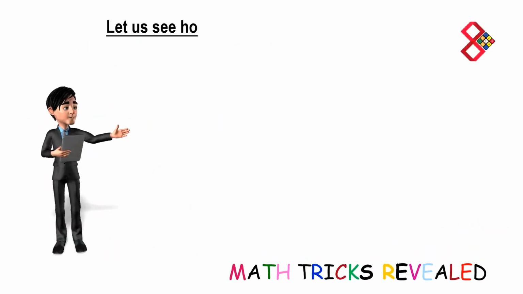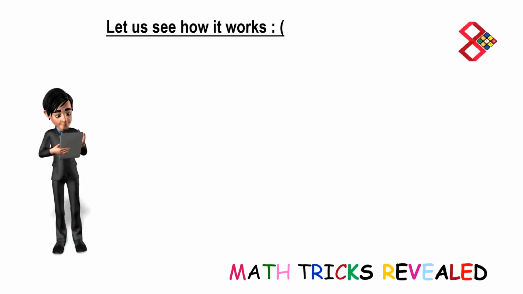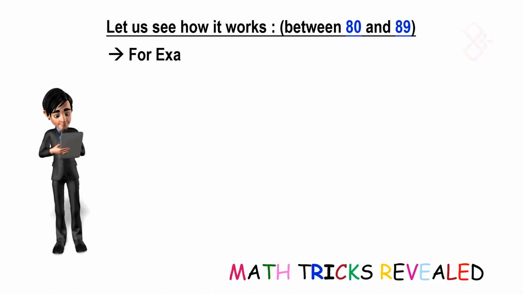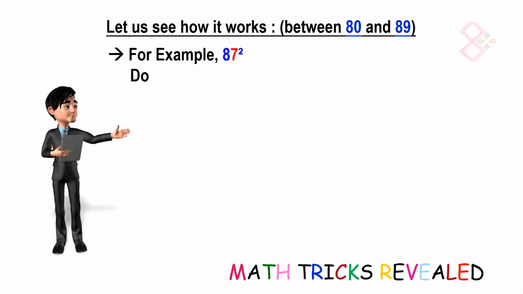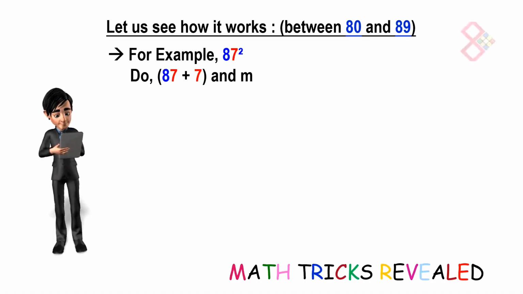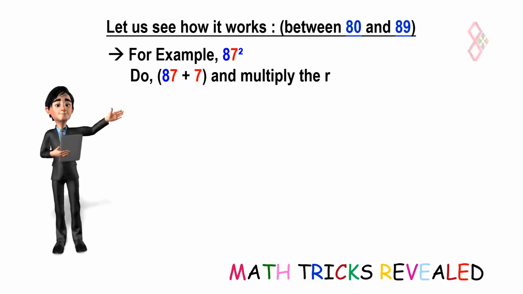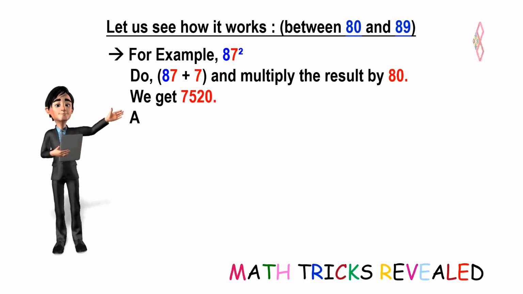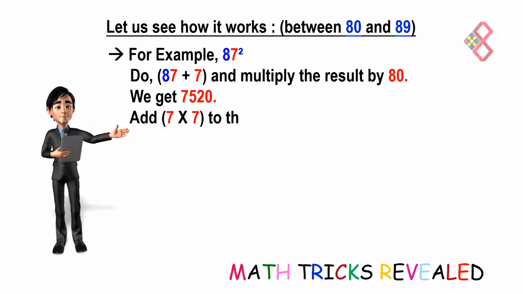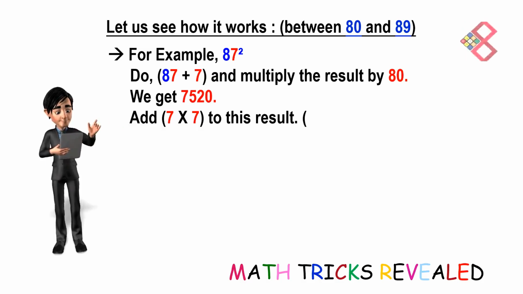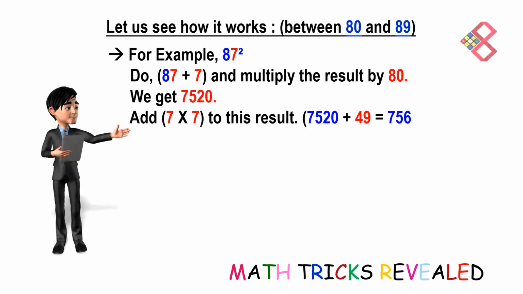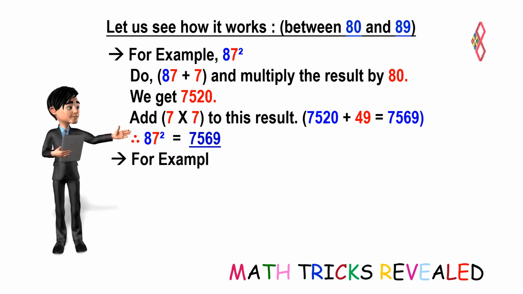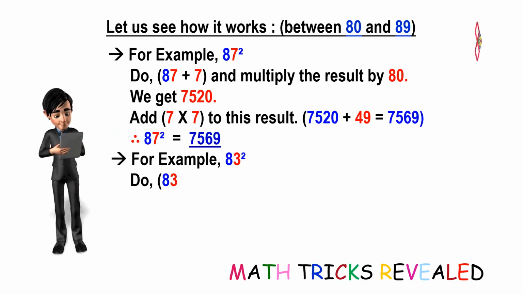Now let us see how to square numbers between 80 and 89. For example, we take 87 squared, do 87 plus 7 and multiply the result by 80. We get 7520. Add 7 times 7 to this result. 7520 plus 49 will give you 7569. 87 squared is equal to 7569.